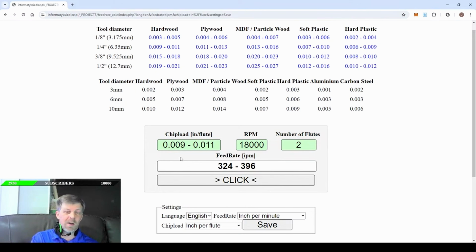Now, step over is the other setting that I talked about, and step over has really a lot to do with the quality of the cut more than it has to do with chip load. Step over does start affecting chip load just above 30% of the diameter of the bit.